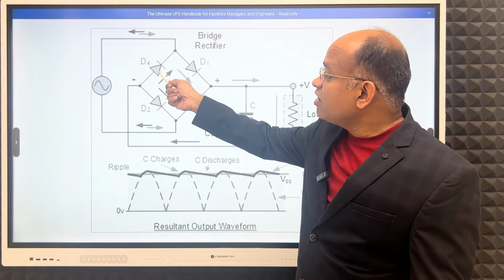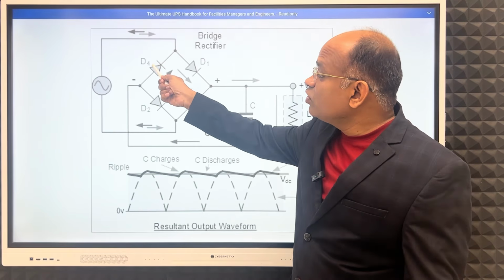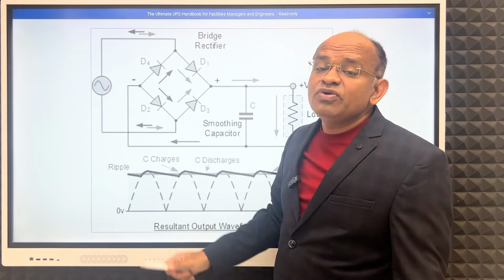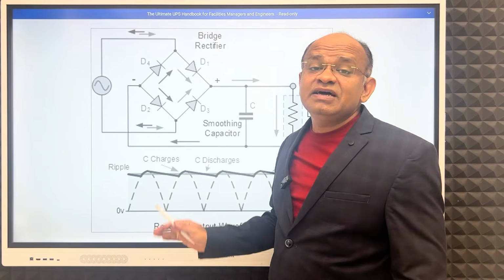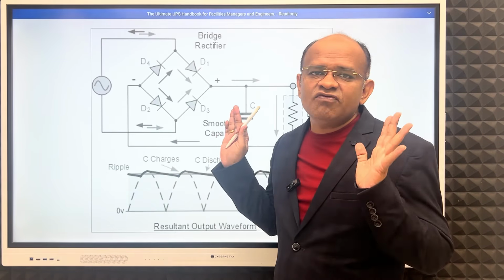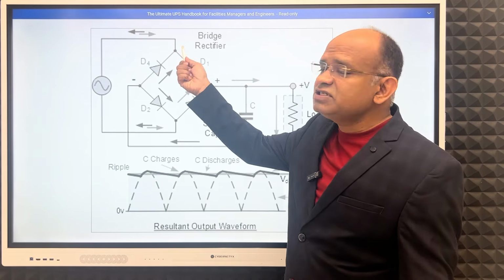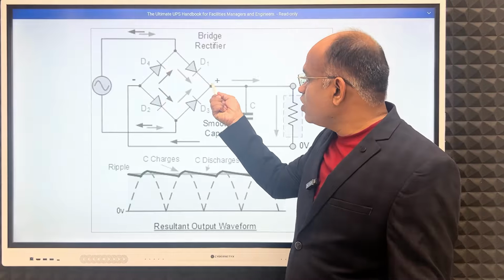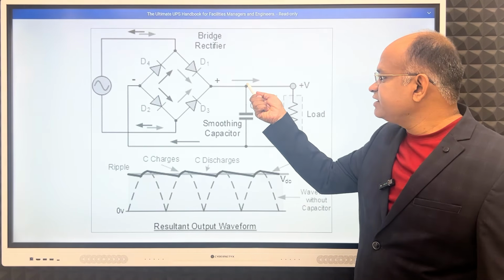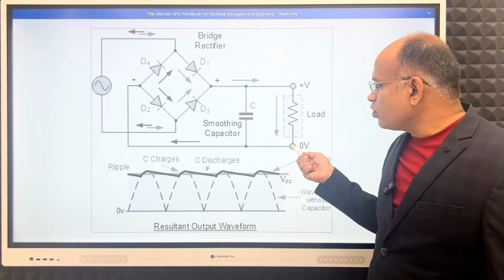This side, because see, this diode will allow power to flow in only one direction. In the direction of the arrow, it will flow. This is the simple principle of a diode. So this will not flow, this will flow, and then the current will come here. Here the capacitor is there, and then it will go to the load.